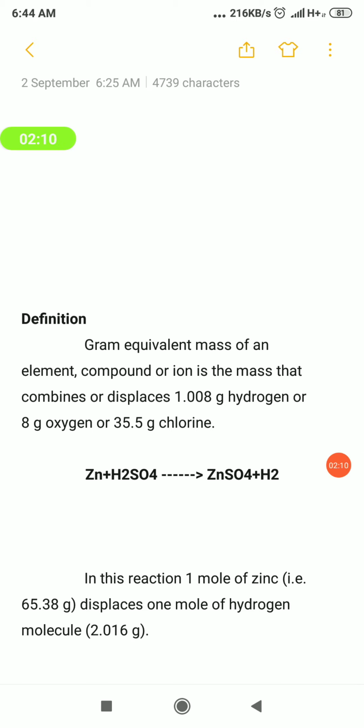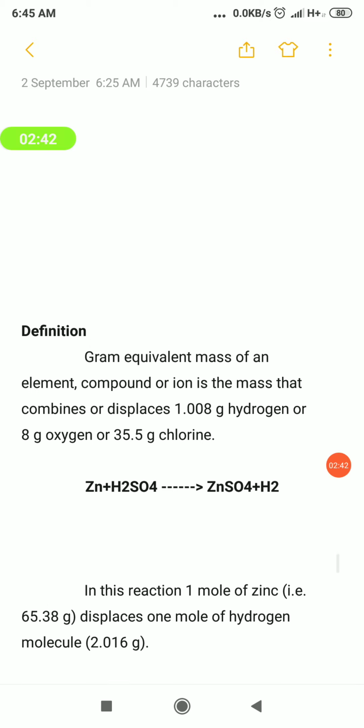Actually, what is happening here? One zinc atom is displacing the two hydrogen atoms from H2SO4. புரியுதா? இந்த ஈக்குவேஷனில் இருக்கிற ஒரு ஜிங்க் வந்து H2SO4ல இருக்கிற ரெண்டு ஹைட்ரஜனை என்ன பண்ணுது? டிஸ்பிளேஸ் பண்ணுது. Which means how much mass of hydrogen is displaced? 2.016 gram of hydrogen is displaced. Because what is the mass of one hydrogen? 1.008, no? Here 2 atoms of hydrogen, which means 2.016 gram of hydrogen is displaced.